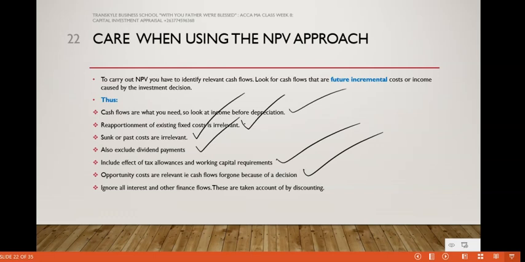Then ignore all interest and other finance flows. These are taken into account by the discount factor. So the discount factor takes into account the interest charges, the returns expected by the shareholders, and so forth. The discount factor takes care of that. So do not worry about the interest again in your computation.